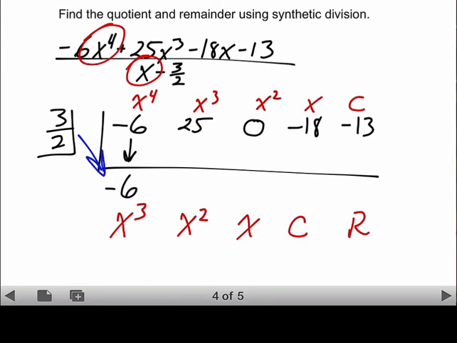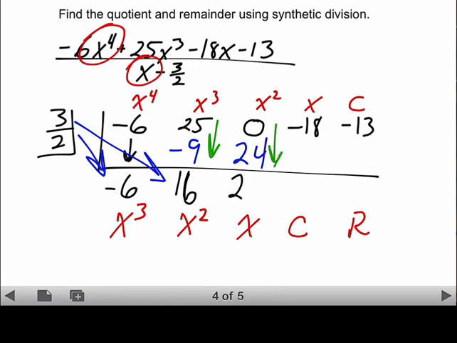So 3/2 times negative 6 is negative 9. Add that to the 25 that's there, and I have 16. Oops, and then multiply again. 3/2 of 16 is 24. Add that to the 0, I get 24. That's always fun. 3/2 times 24 is going to be 36.